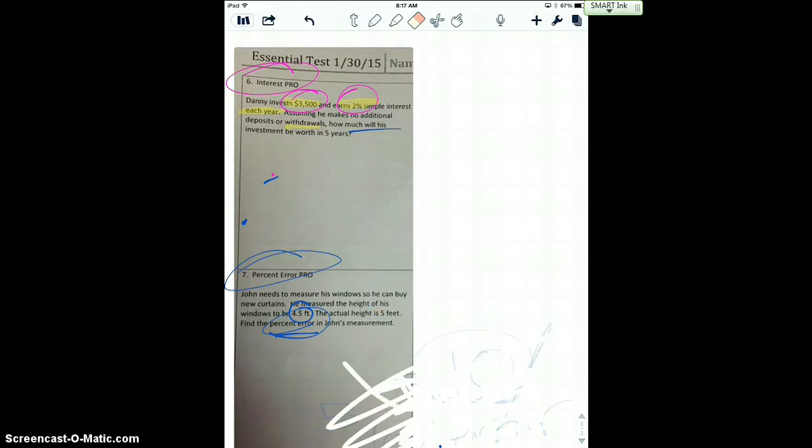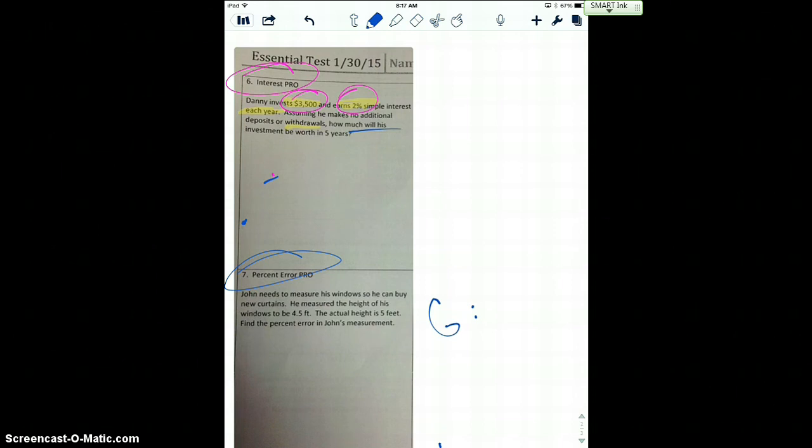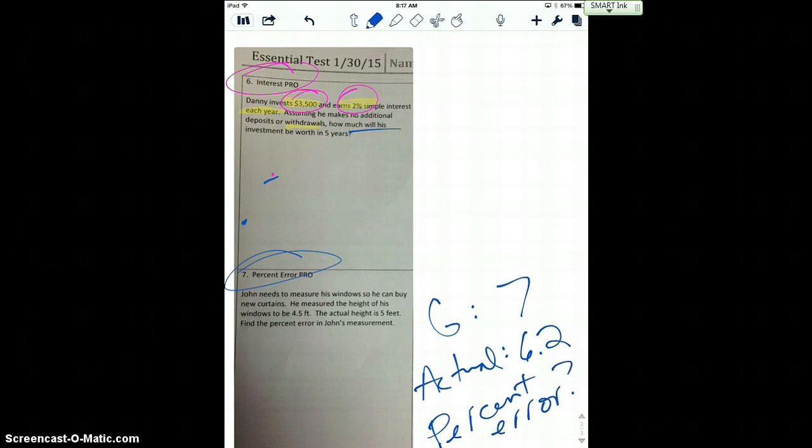So now let's try this again. Let's say you had a guess on something as 7, and the actual was 6.2. What was your percent error? Okay, remember, what do you have to do with those two numbers first? And then what do you divide by? You're always dividing by the actual.